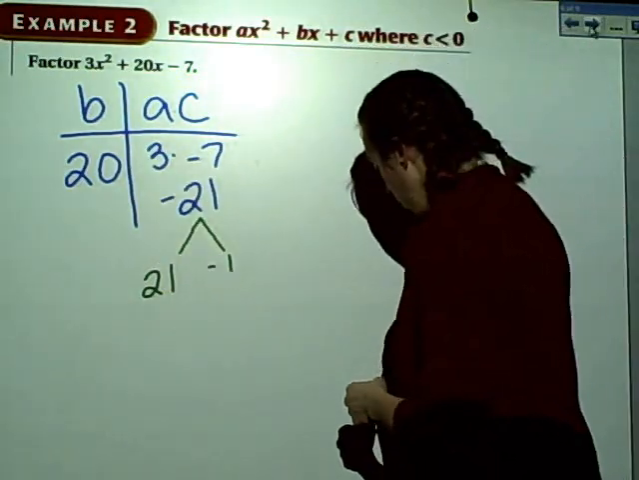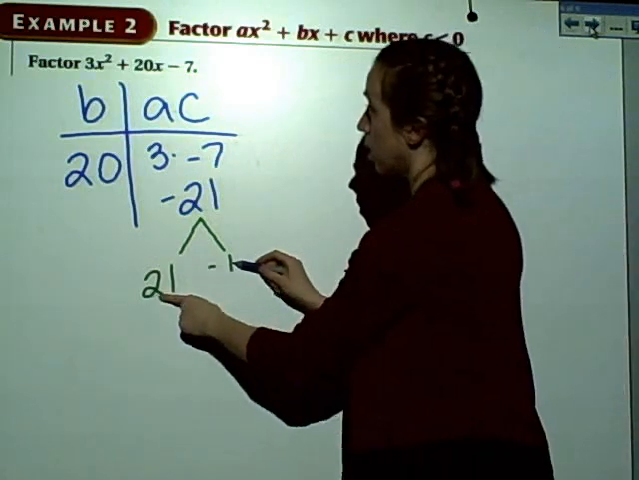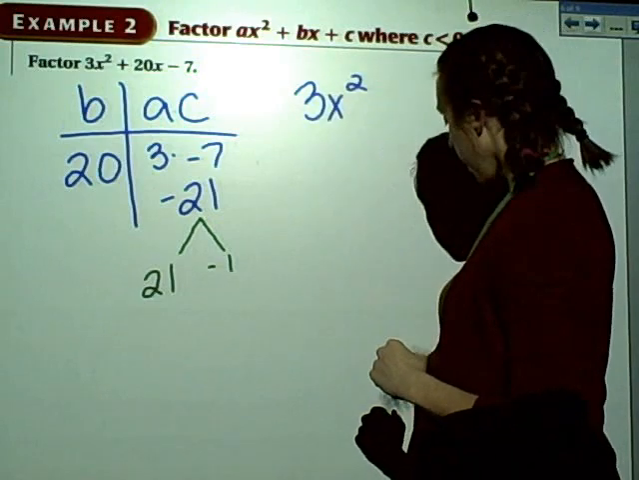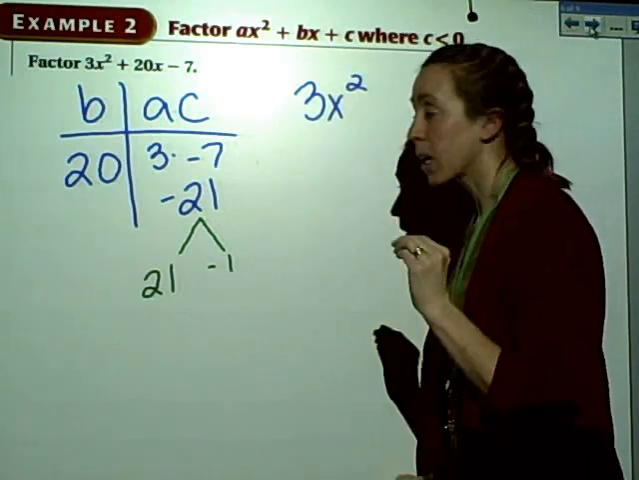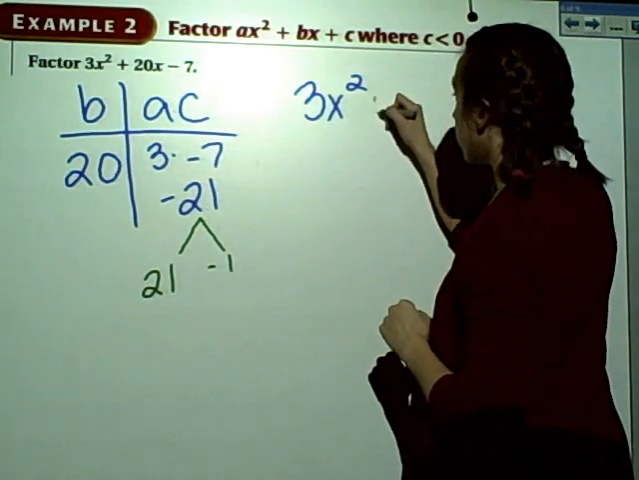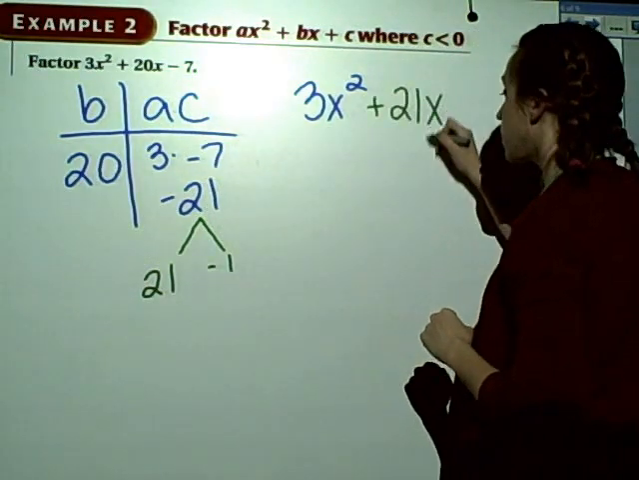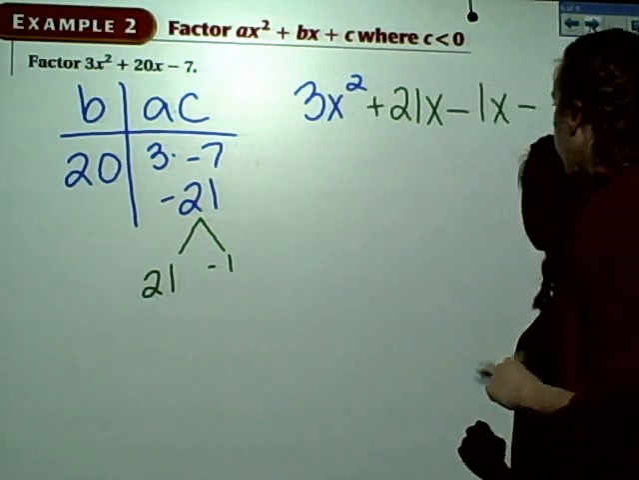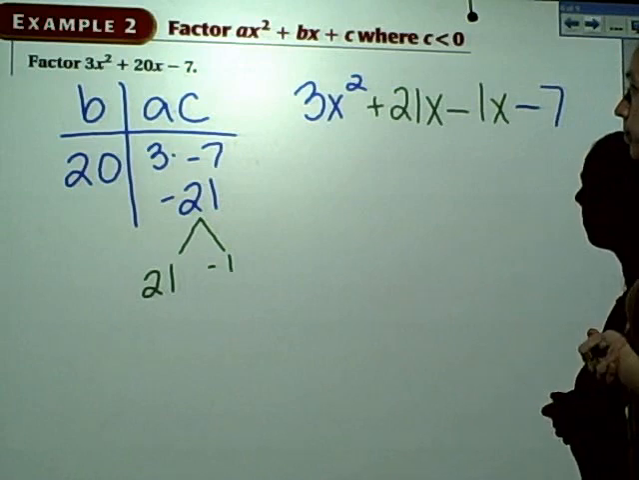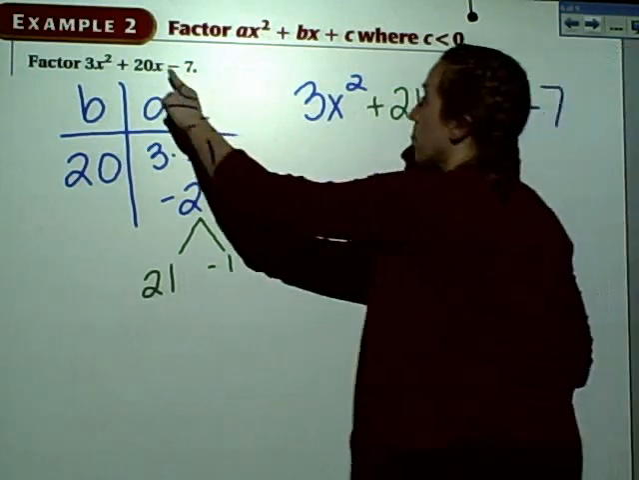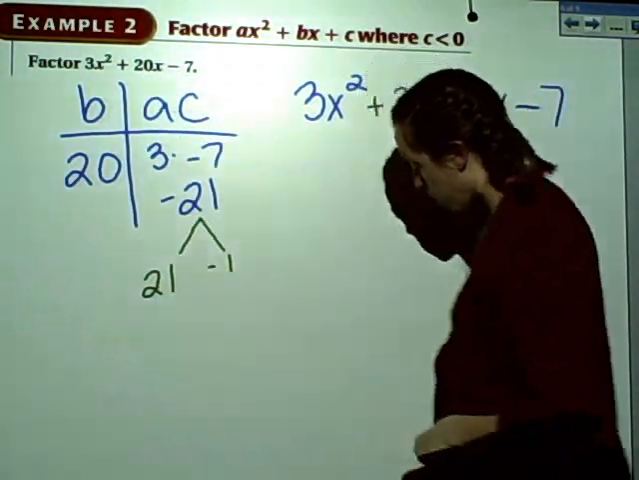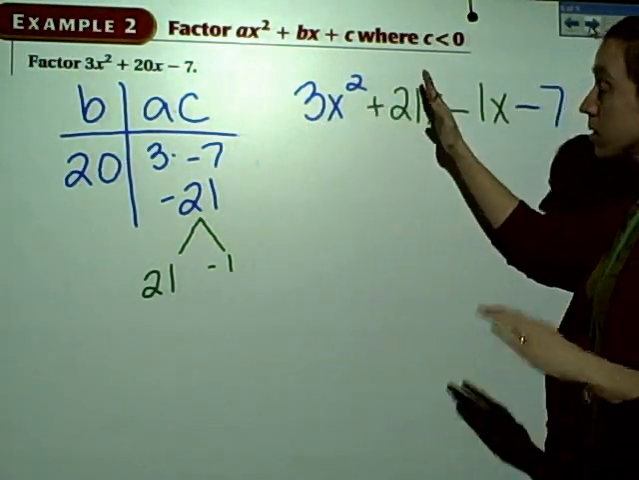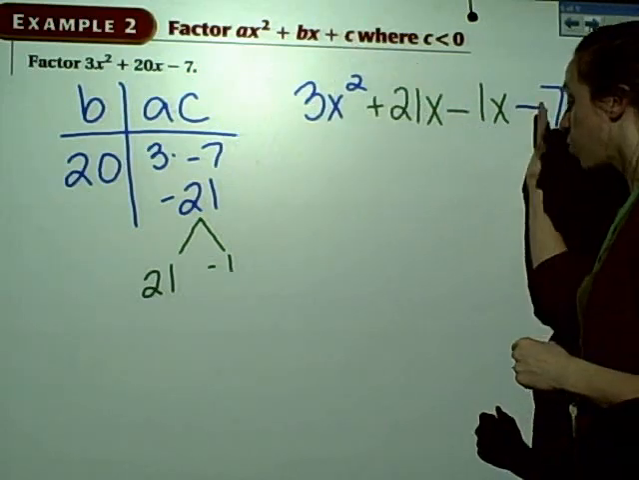So then I'm going to use those two factors to rewrite my problem. But I'm only rewriting that middle piece, and I'm going to be careful to keep that x there. 21x minus 1x. Oh, I'm going to use these different colors here. Minus 7. So again, I just took my middle term and replaced it with these two factors. I took my 3 terms and changed it into 4 terms.